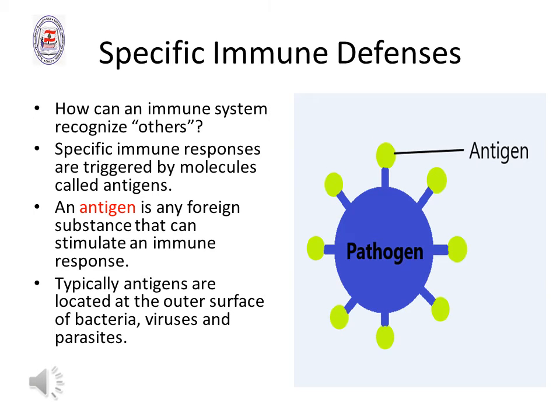How can an immune system recognize others? Specific immune responses are triggered by molecules called antigens. An antigen is any foreign substance that can stimulate an immune response. Typically, antigens are located on the outer surface of bacteria, viruses, and parasites, as you can see in the following figure.